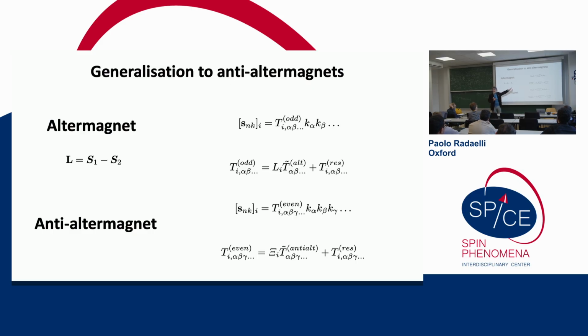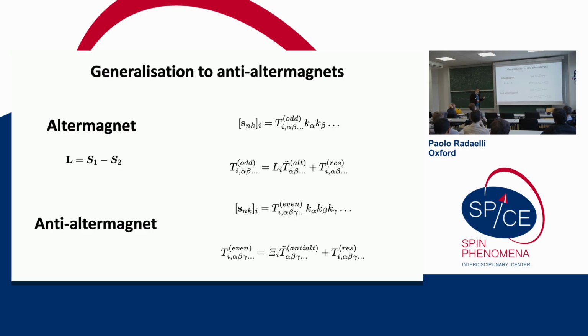rather than an even number of wave vectors. Okay? So can I decompose it into an anti-altermagnetic part plus a residual part? And this altermagnetic part will have the property of being co-rotating with the spin system. So if you rotate the spin system rigidly, that part will co-rotate with it.